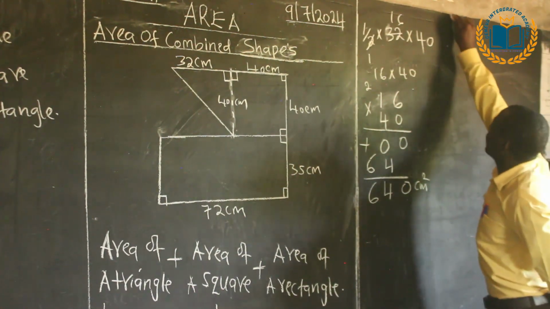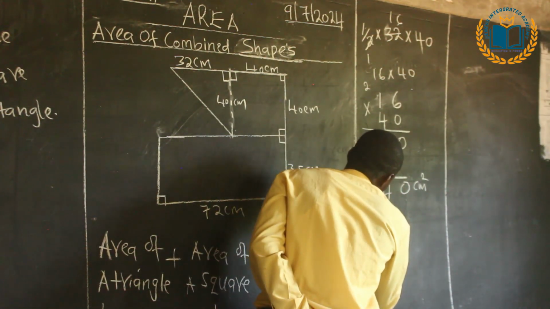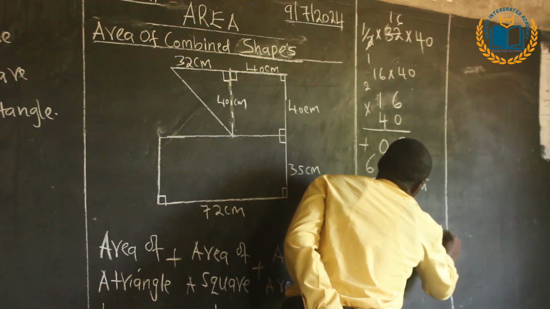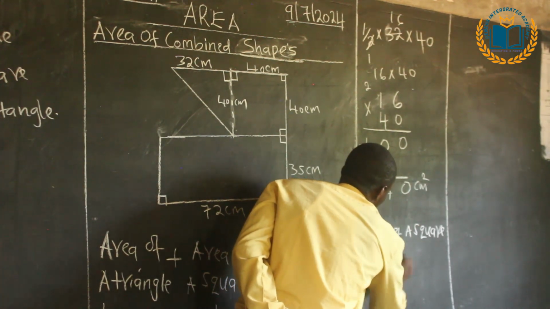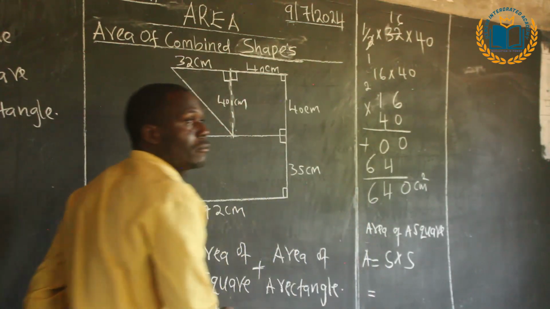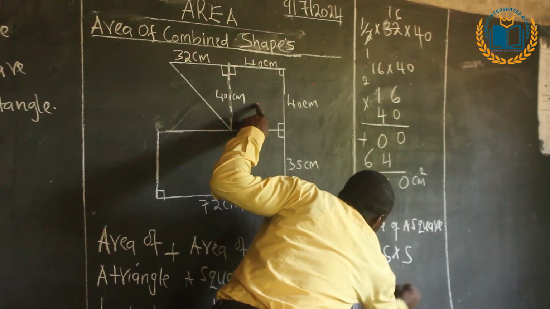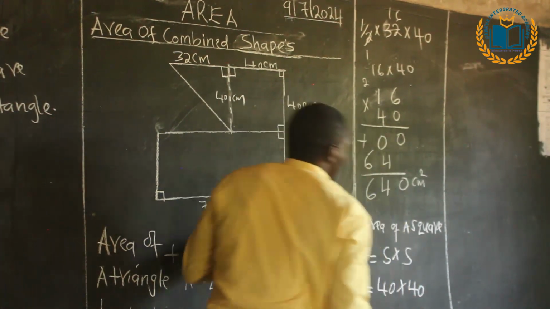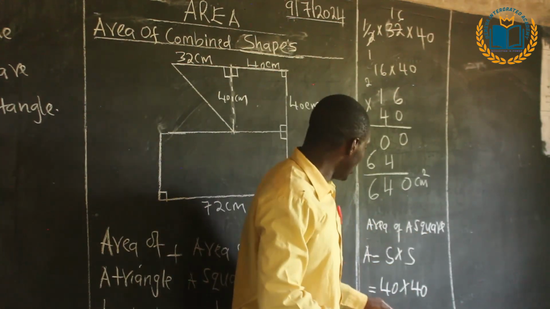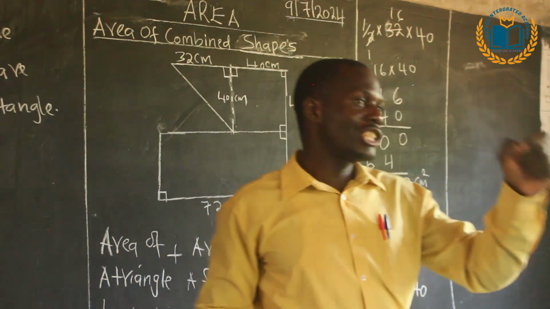Now, after getting the area of a triangle, next we want to look at the area of a square. For us to get the area of a square, we take side multiplied by side. Now, where is the square? This one. Yes. One side is 40 multiplied by 40. I told you a secret: when you are multiplying numbers that are multiples of 10, you can just multiply this 4 times this 4. Then you put it as it is, because it's a multiple of 10.